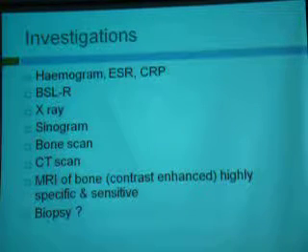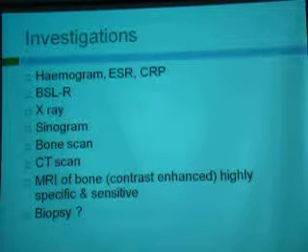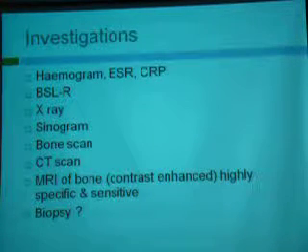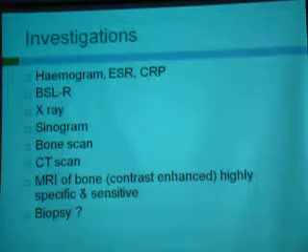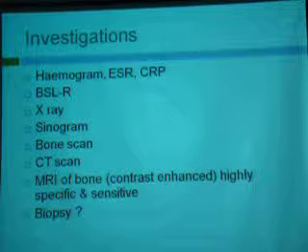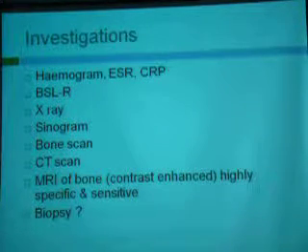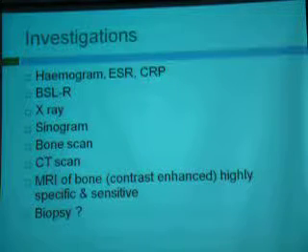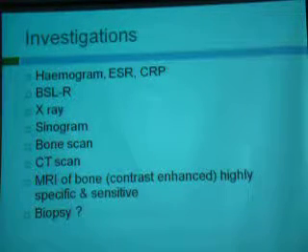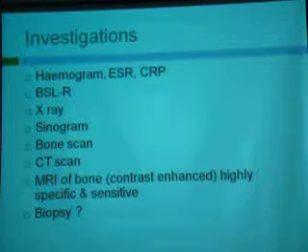X-ray, of course, is the basis. A sinogram can help. You should know what dye one uses in a sinogram. If you say sinogram and you don't know that Omnipaque is used, then the examiner will think you're bluffing or that you haven't seen any cases of osteomyelitis. Beyond this, it depends on the examiner and the scenario in which you're working: bone scan, CT scan, and MRI can be optional investigations depending on the setup where you are.